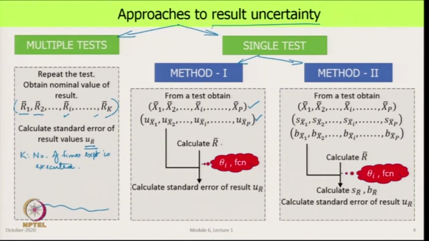Then with the result formula and these data, we calculate the standard error or the standard uncertainty of the result U R bar, but the question here is, what is the function? That is what we will learn here, and we use something here called theta subscript i, which is called a sensitivity coefficient.